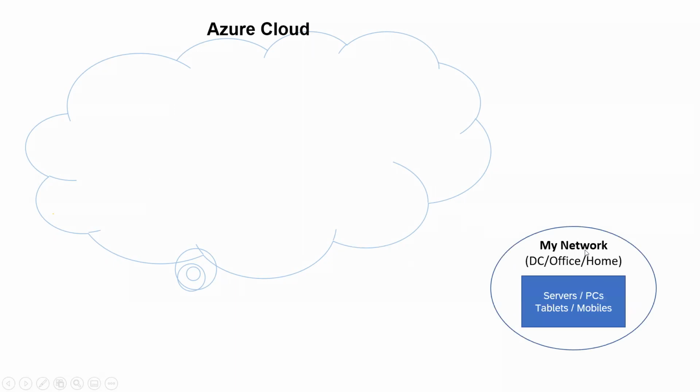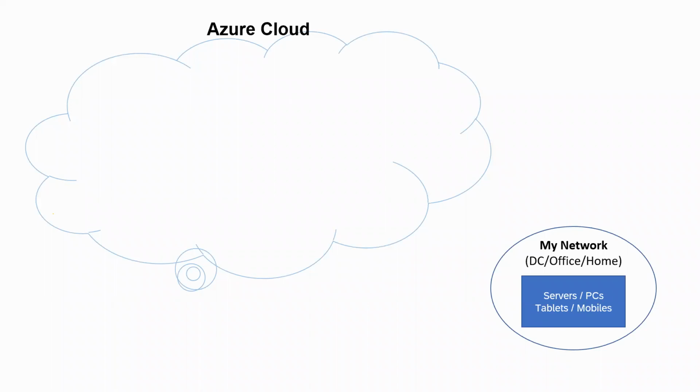Here it is my network, or it can be your network. This can be your DC, your data center. This can be your office network, or it can be your home network. For example, if you're working from home, then this will be your home network. In your home network, it will be your personal Wi-Fi router.